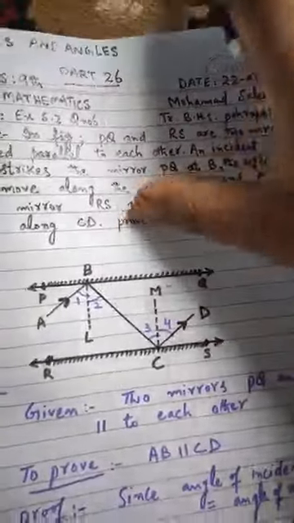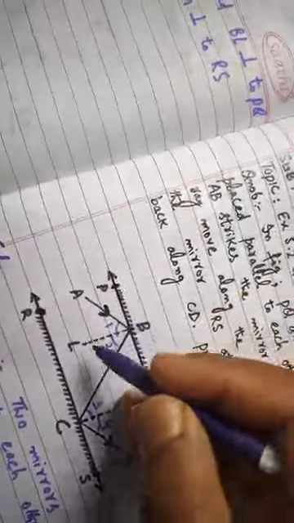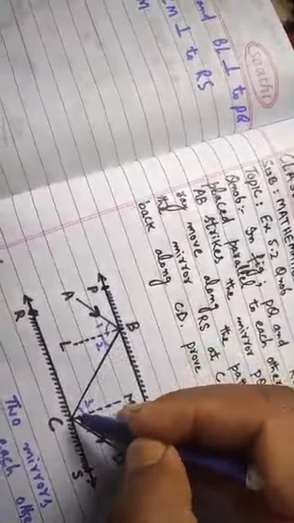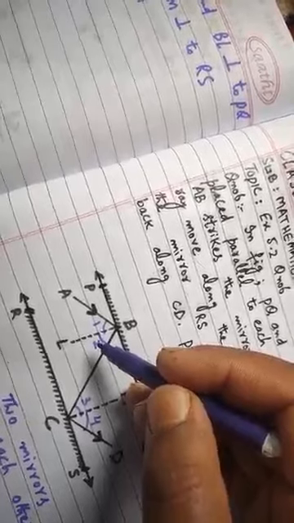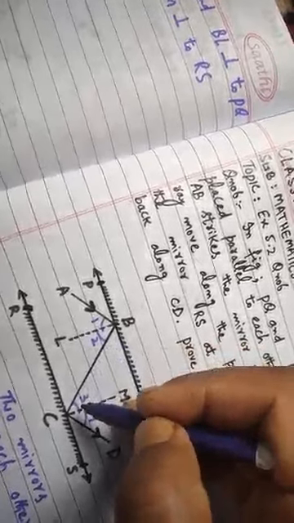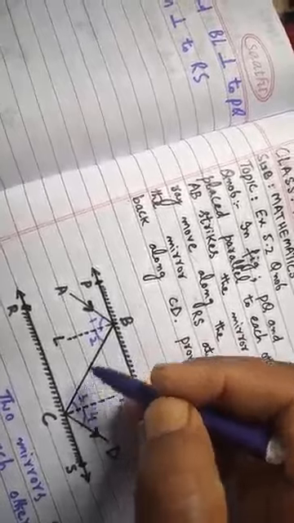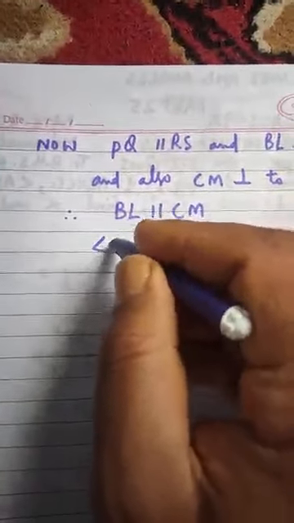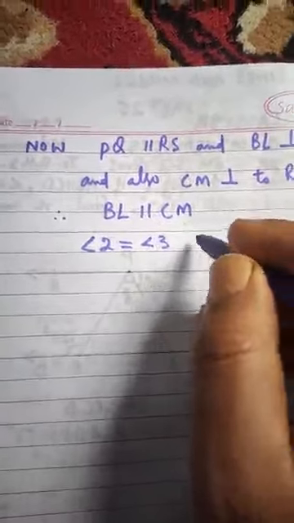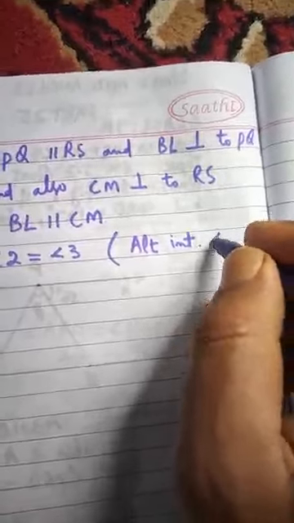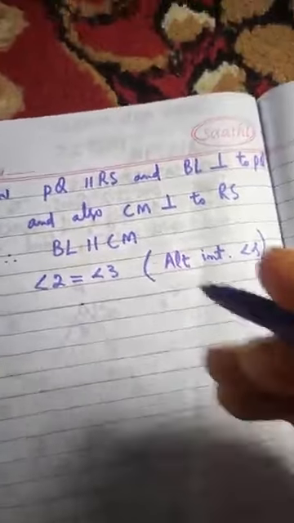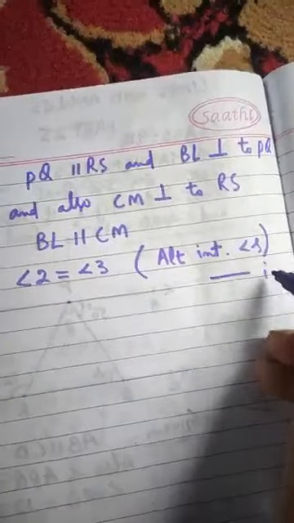See, these two lines are parallel, and there is a transversal. And on the left side of the transversal, on the upper side is angle 2, and on the lower side, on the right side of the transversal is angle 3. So angle 2 is equal to angle 3 because of alternate interior angles. This is our equation second.